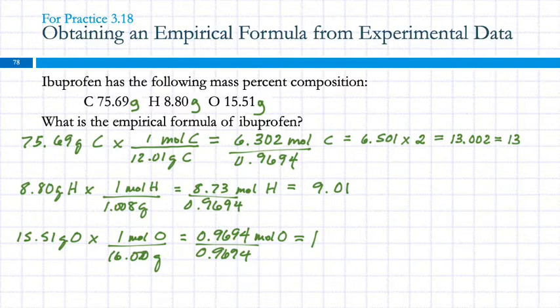Now, the ratio is 6.5 to 9 to 1. I can't change it and make it 13 to 9 to 1. If I multiply one, I have to do it to all of them, so the ratio stays the same. So if I multiply this one, I'm going to get 18.02. Well, I can round that to 18. And then this one times 2 is going to give me 2. So the formula is going to be C13H18O2.